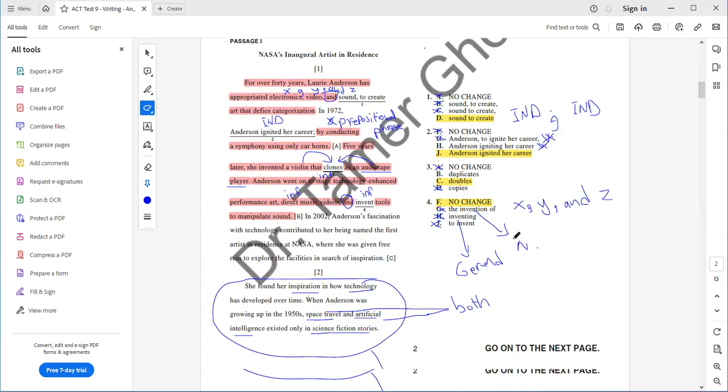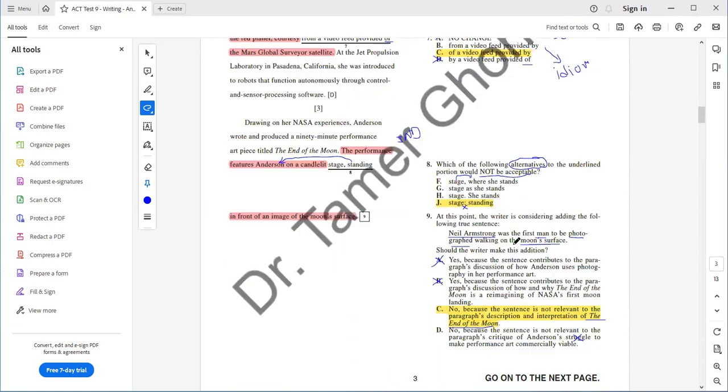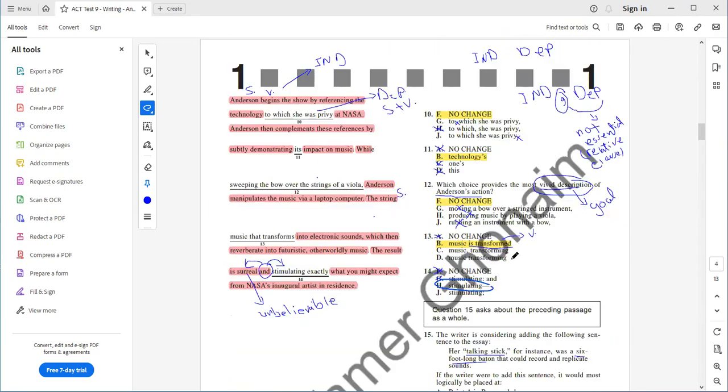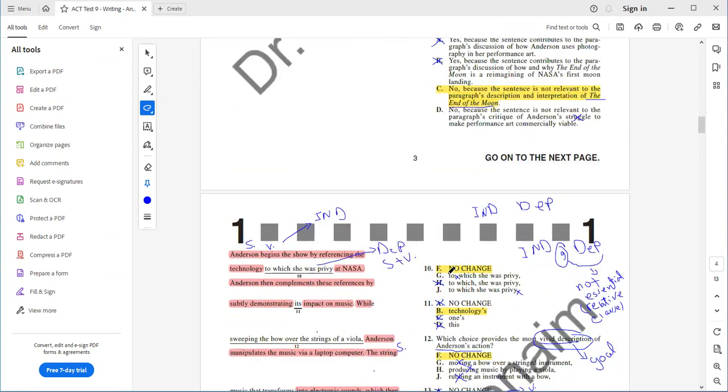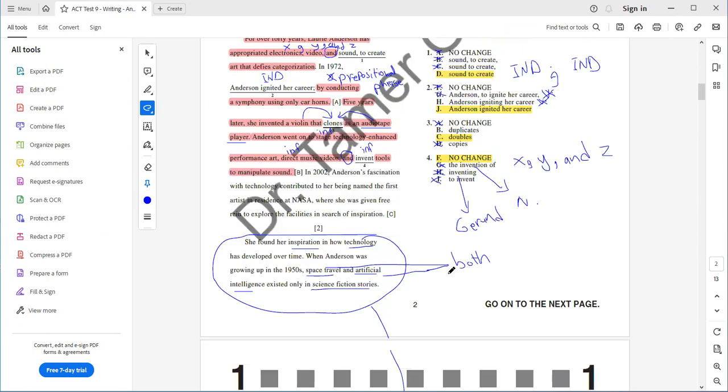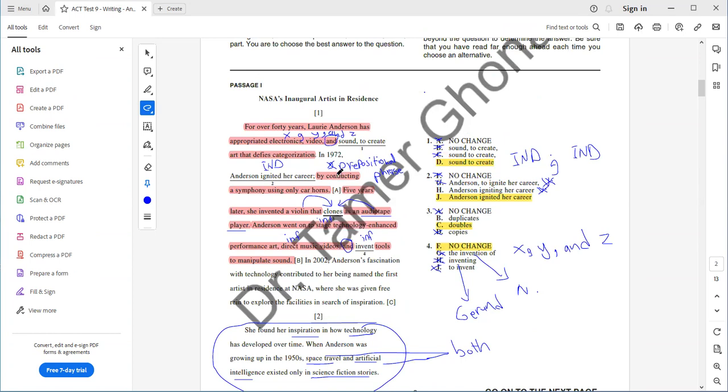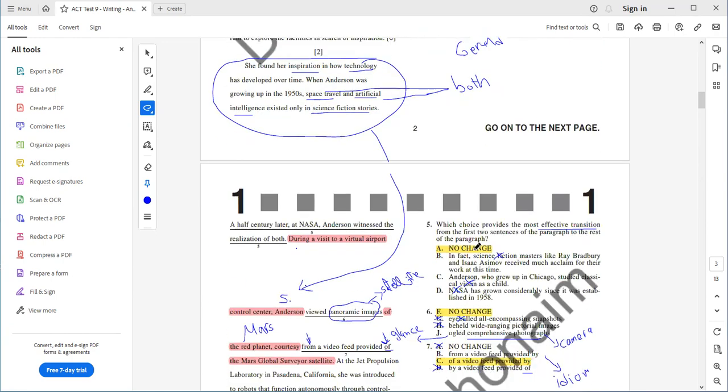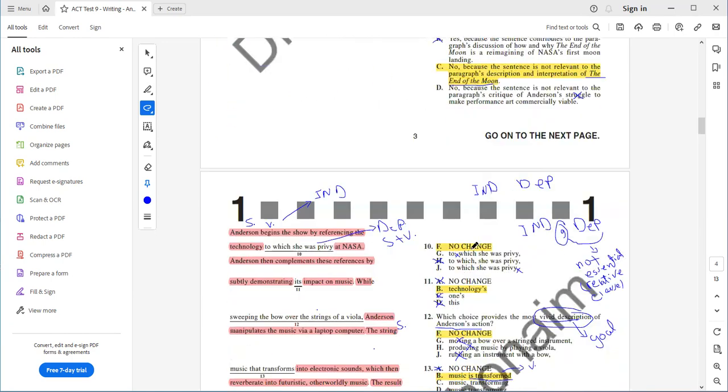Wait. Do we need this stick here? Do we need to mention the stick here? No. It doesn't mention anything about it. Yes, he talked here about the symphony using only car horns. But where is the stick? What's the importance of the stick? Okay, let's look at part B.